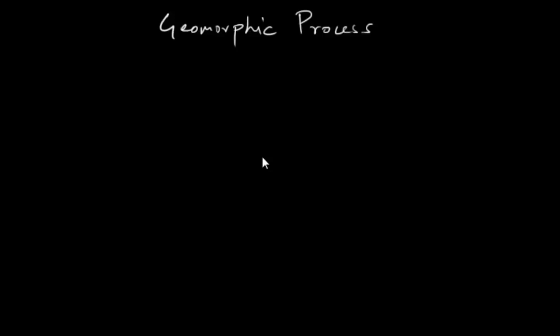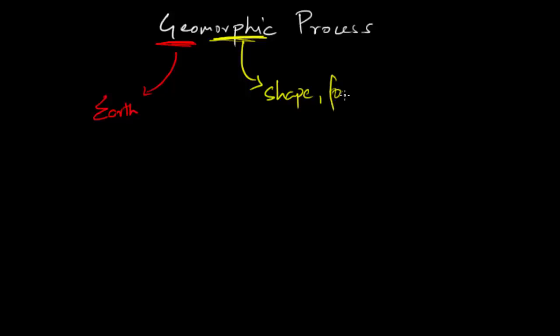In this video, we are going to understand the term geomorphic process. To understand this word geomorphic, I'll have to divide this into two parts. The first one is geo and the second part is morphic. The meaning of the term geo is earth. That's why geography is called the study of earth. And the meaning of the other term morphic is shape, form or structure.